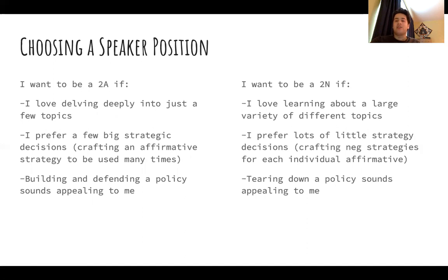What negative strategy do we think is going to work well in this round? And then finally, if the idea of building and defending a specific policy is appealing, the 2A is a great place for you. 2N is obviously the opposite. You want to learn a wide variety of topics because you're going to be planning negative strategies against all the affirmatives on the topic. You're making lots of little strategic decisions every single round rather than one big one before a tournament. And you like the idea of picking apart policies instead of defending them and building them up.